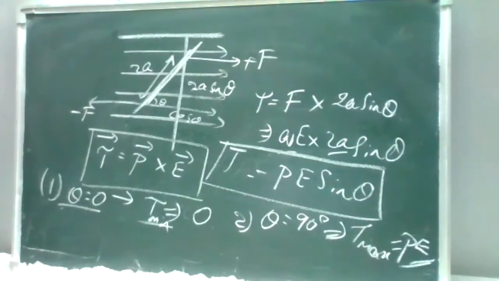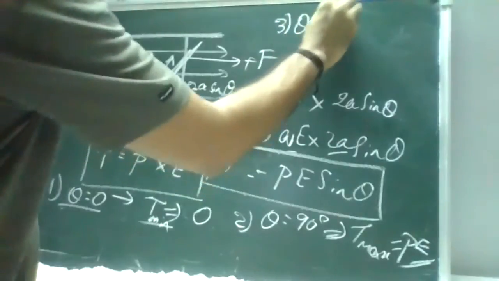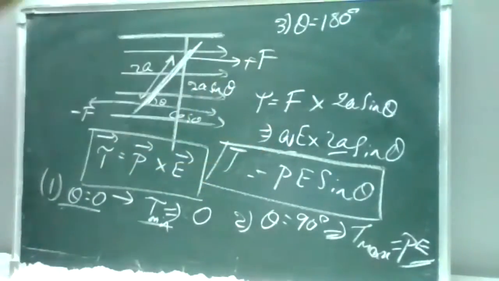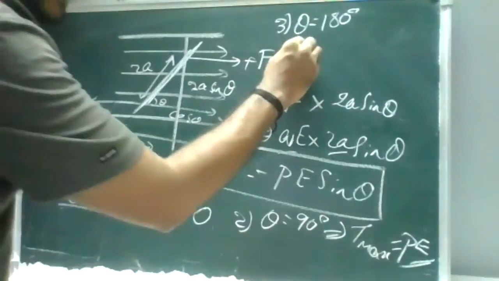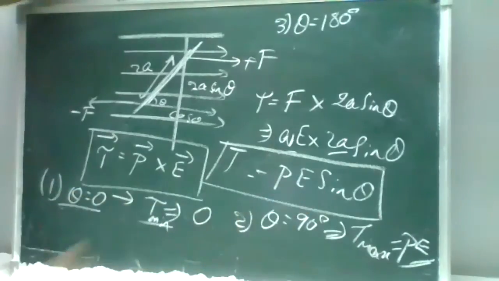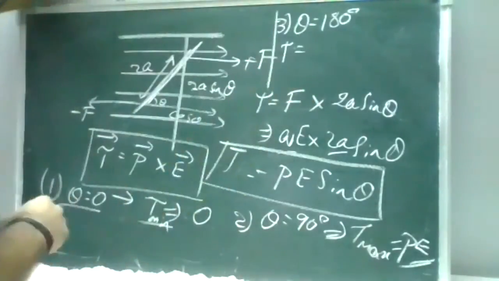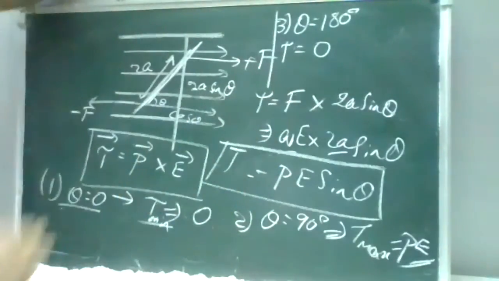Now, what about the torque when theta is equal to 180 degrees? When theta is equal to 180 degrees, what about the torque? So it is sin 180. What is the value of sin 180? It is 0. Sin 180 is 0. So torque is 0 again.